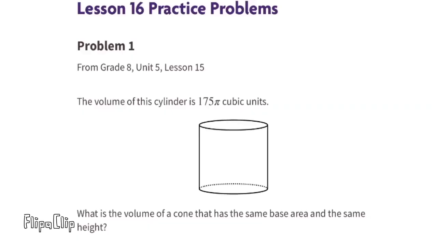Problem number 1, from 8th grade, Unit 5, Lesson 15. The volume of this cylinder is 175 times pi cubic inches. What is the volume of a cone that has the same base area and the same height?